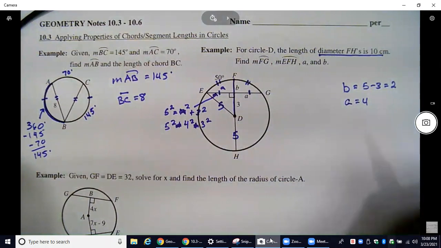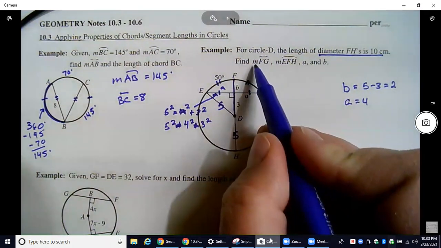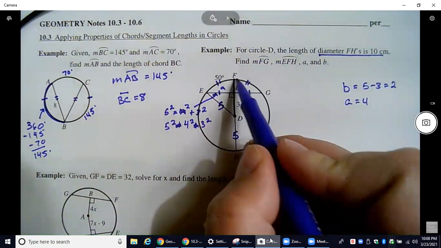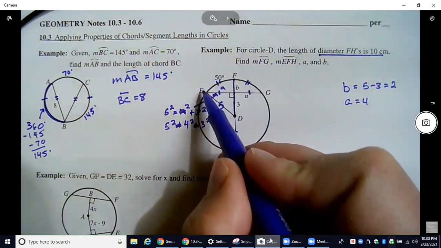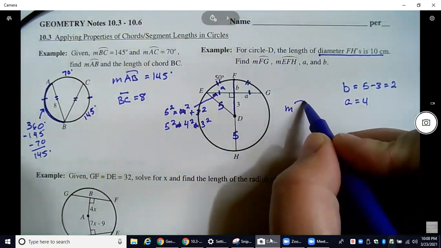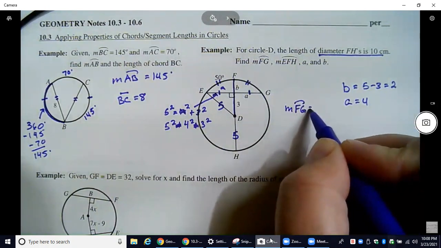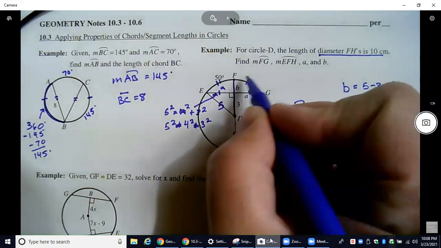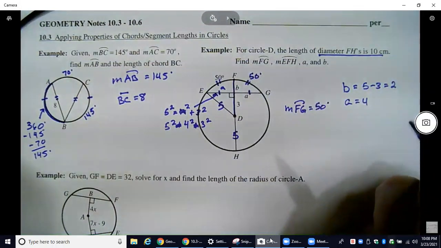All right, finally, they're asking for some arcs here. The measure of arc FG, that's this arc here, is congruent to arc EF. So the measure of arc FG is equal to 50 degrees because those two are congruent.